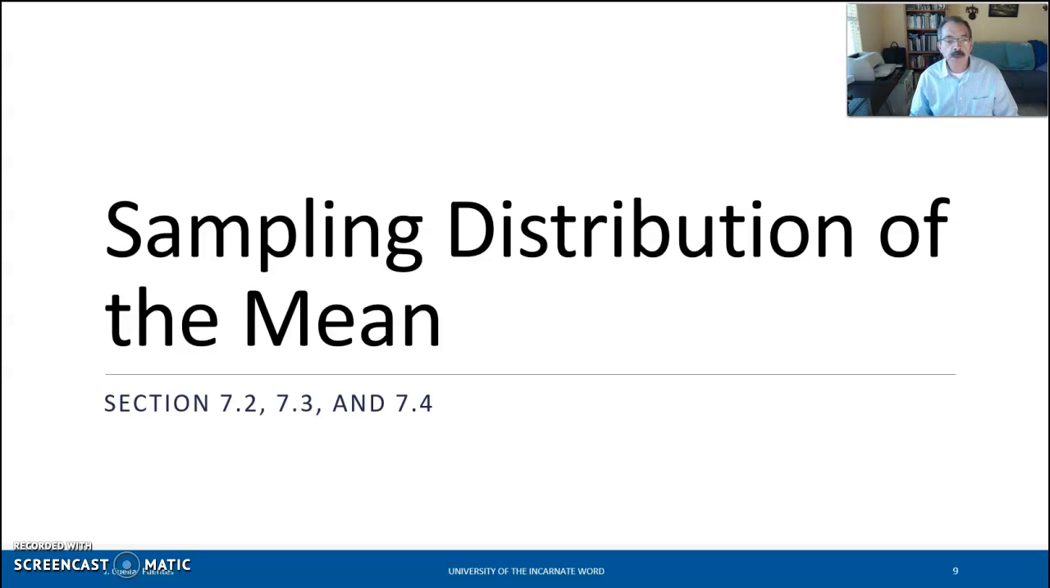This is part 2 of the Module 7 lecture. And here in this section, we're going to talk about the sampling distribution of the mean, which corresponds to section 7.2, 7.3, and 7.4 of the textbook.